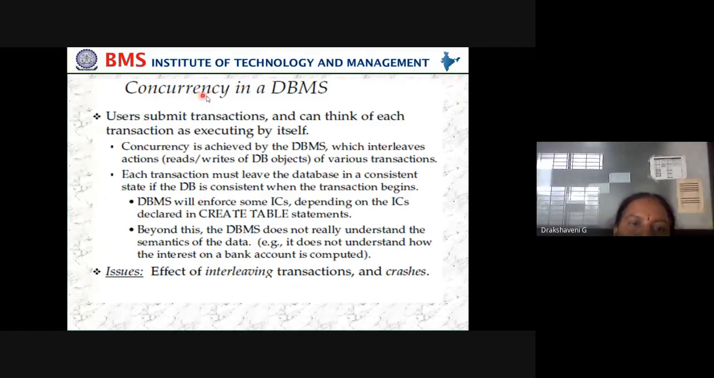But then what is concurrency in the DBMS? Users submit transactions and can think of each transaction as executing by itself. Concurrency is achieved by the DBMS, which interleaves actions (reads and writes) on database objects of various transactions. Each transaction must leave the database in a consistent state if the database is consistent when the transaction begins.